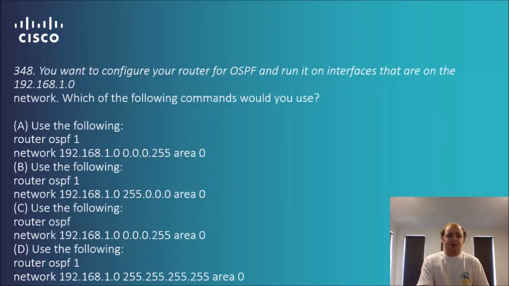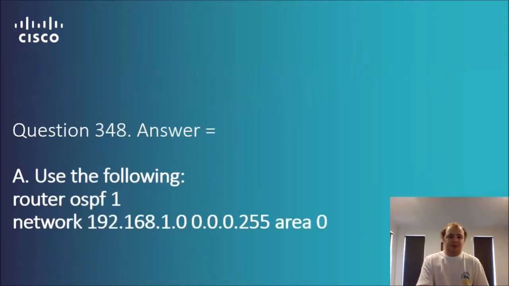348, you want to configure your router for OSPF and run it on interfaces that are on the 192.168.1 network. Which of the following commands would you use? Again, we've got 4 options, and looking at my last one, this probably makes it a bit easier for you guys. So again, feel free to pause, but I'll go through the answer here. The answer for this one is A. Use the following: router OSPF, and then the ID, which is 1, then the network, and we've got the wild mask, and then define area 0, which is the backbone.